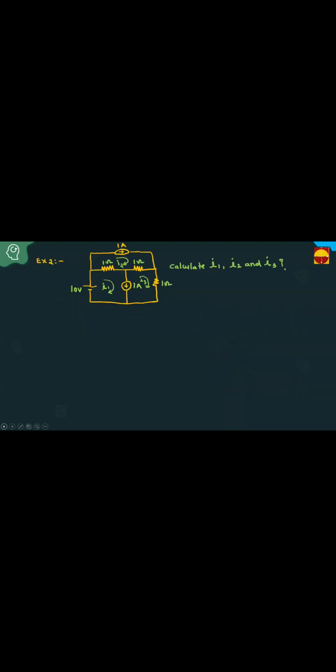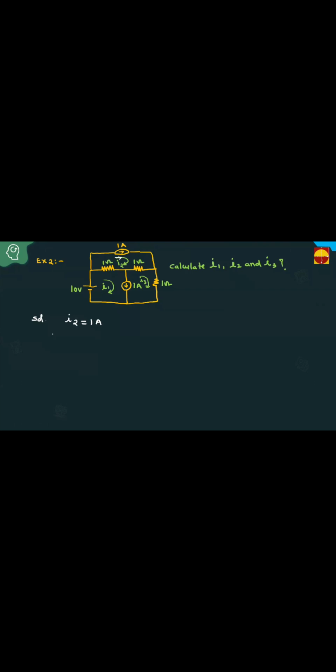Can you try this? Come on. Calculate I1, I2 and I3. Fraction of a minute, what is I2? Just by seeing this, they already gave the current directions in the loops. What is I2, students? 1 ampere. Why? This current direction and this current direction are the same. They give I2 equal to 1 ampere.